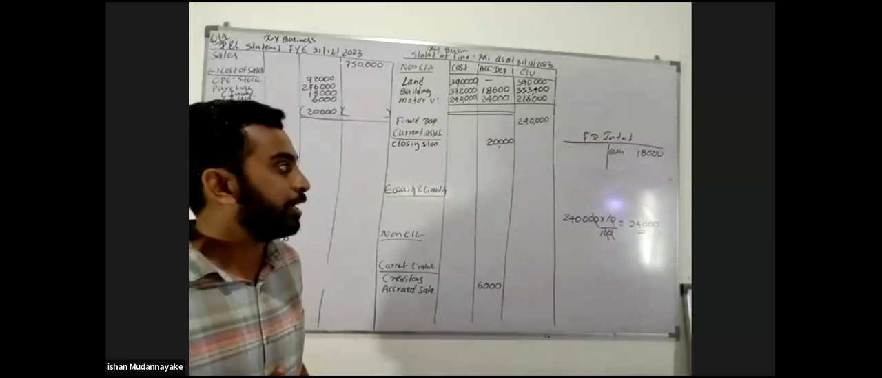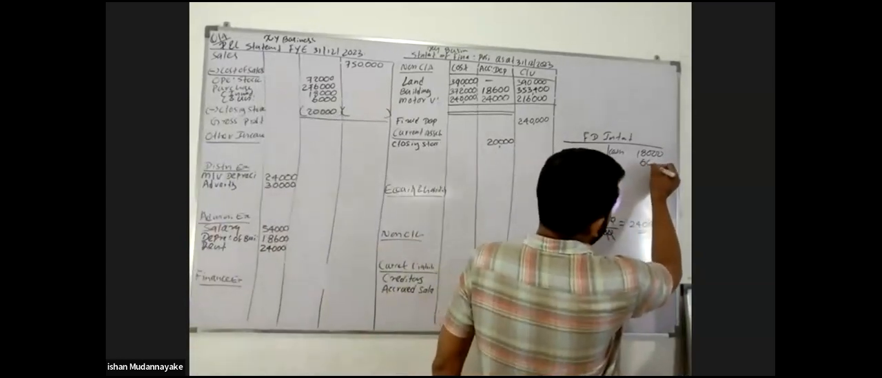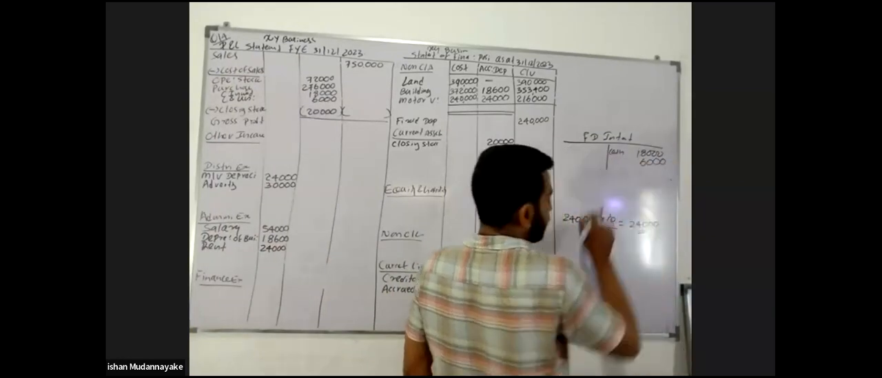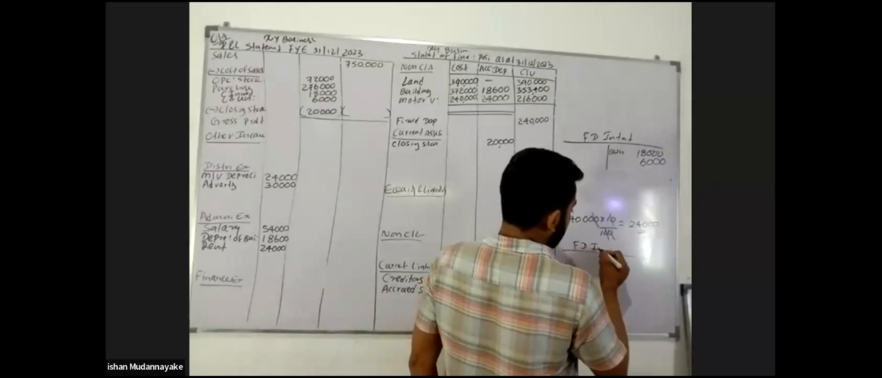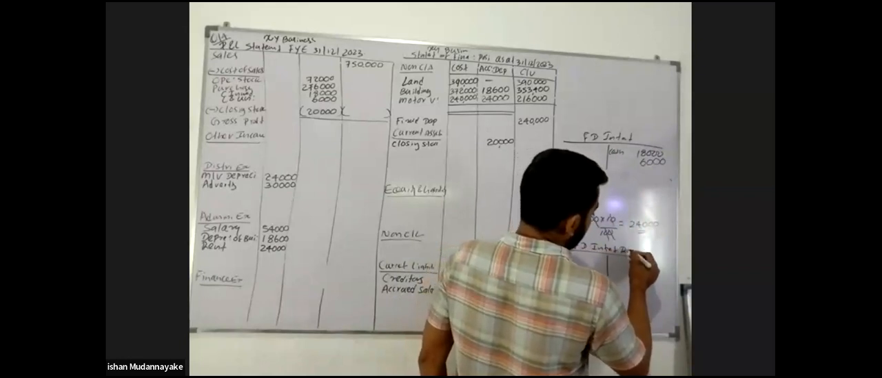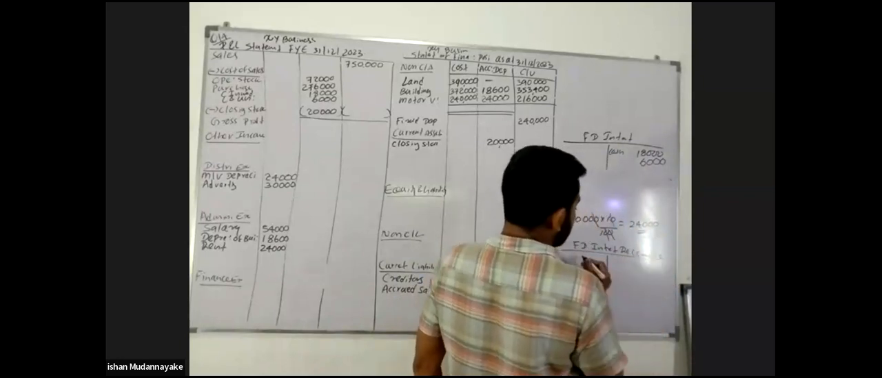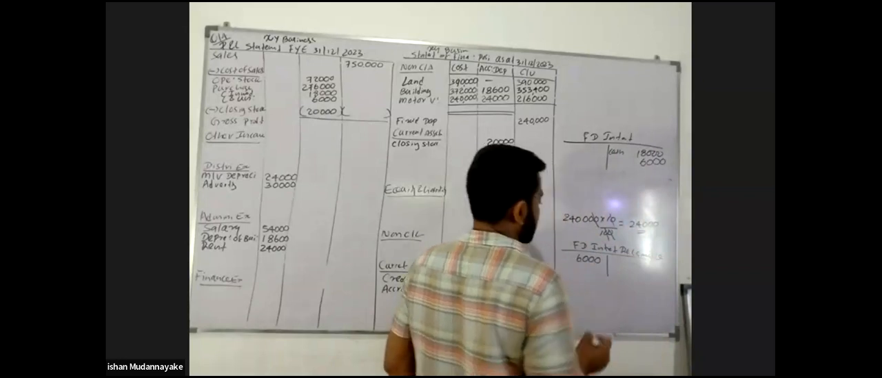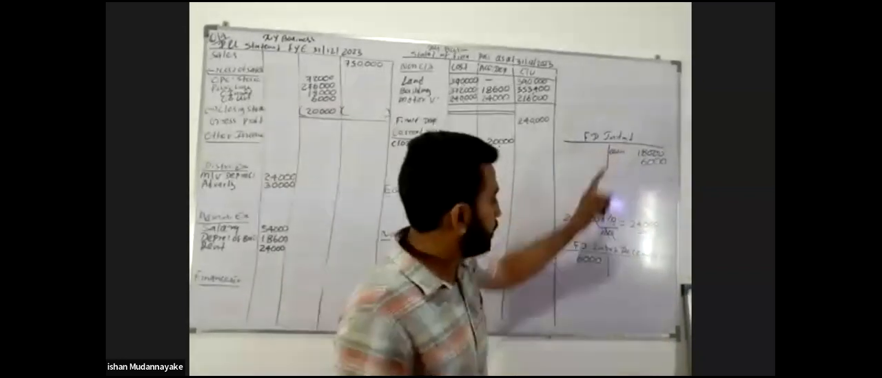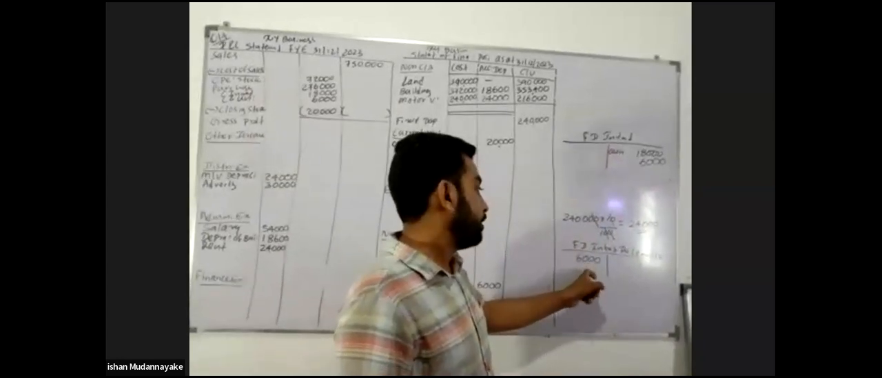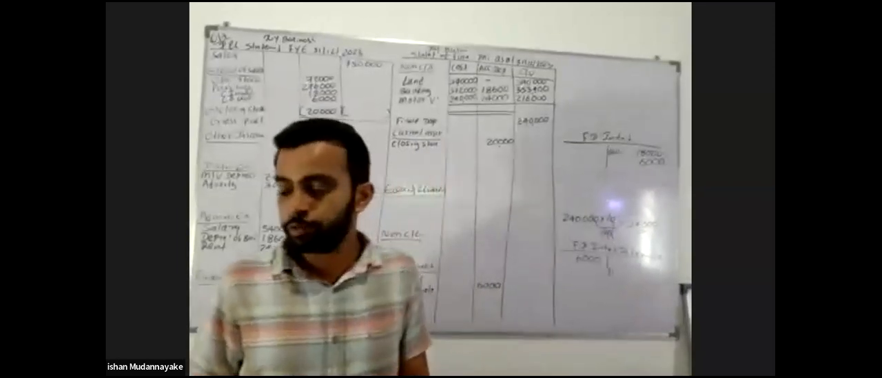Then how do we pass the double entry for that 6,000? Fixed deposit interest income account credit 6,000. Fixed deposit interest receivable account debit 6,000. We need to collect this 6,000 in future.